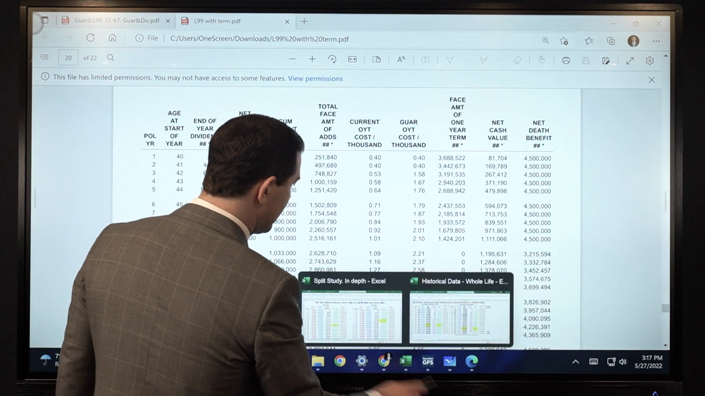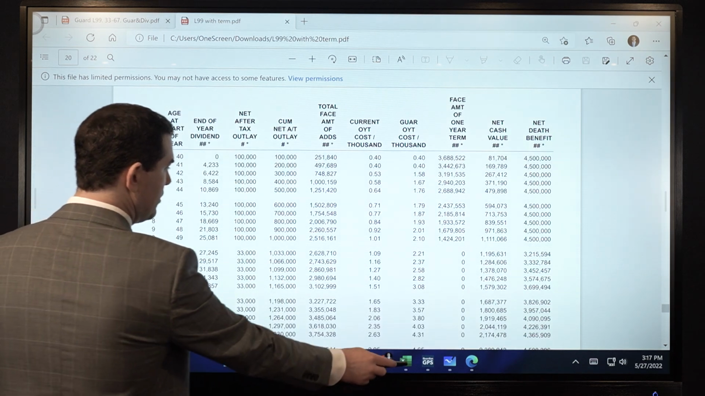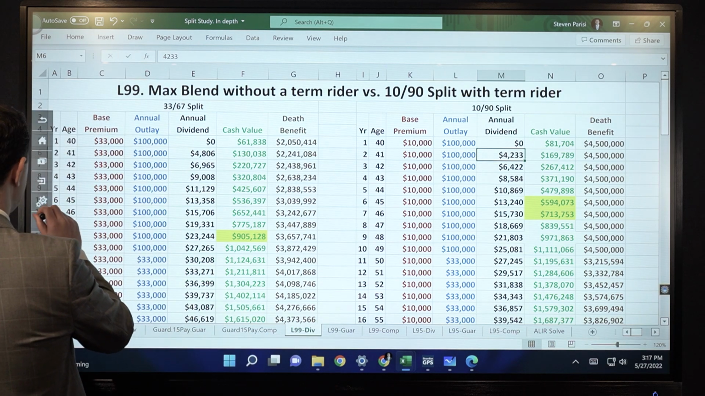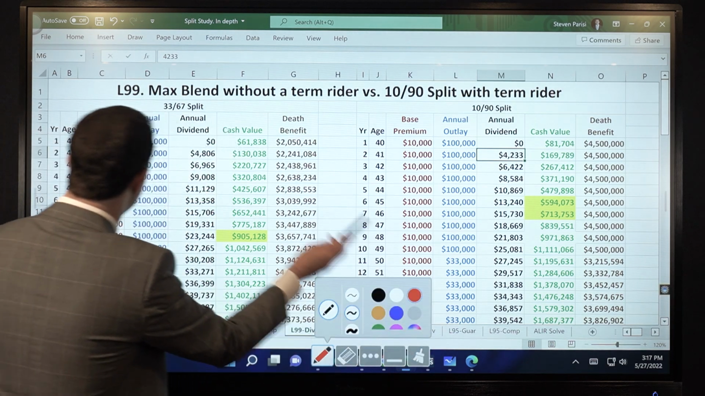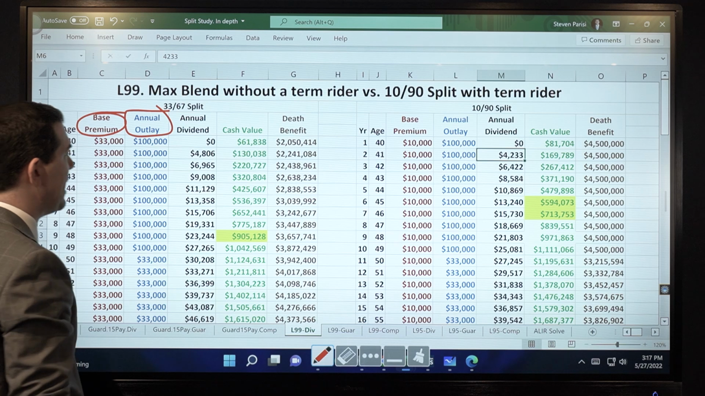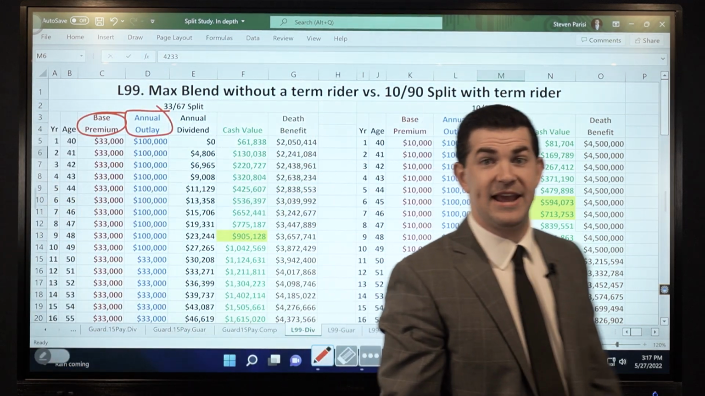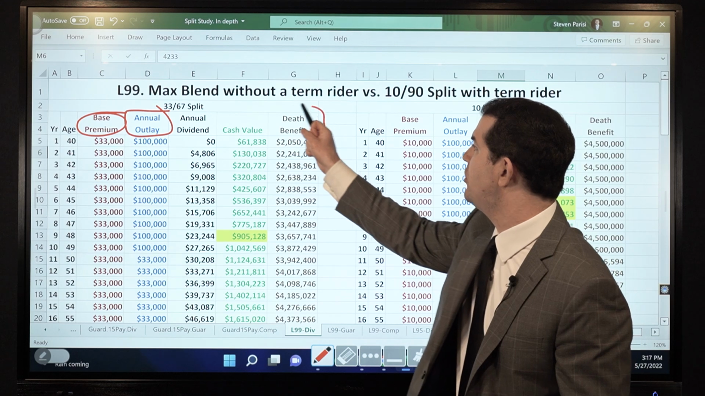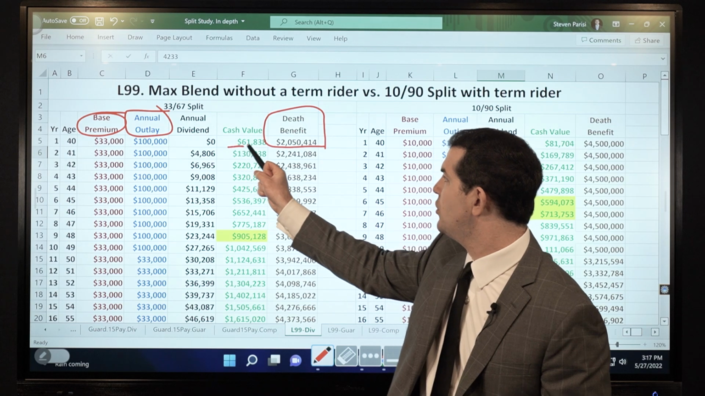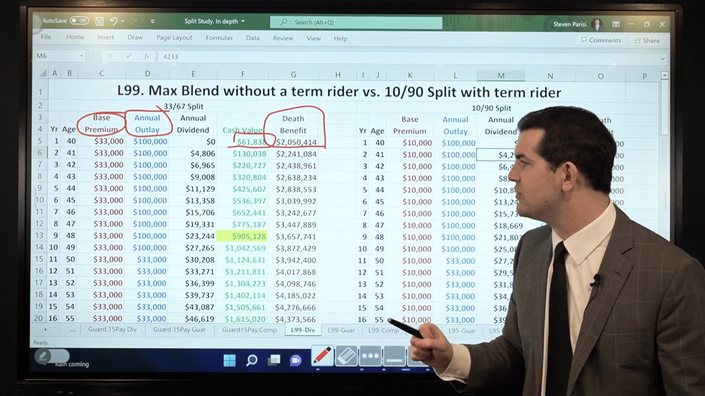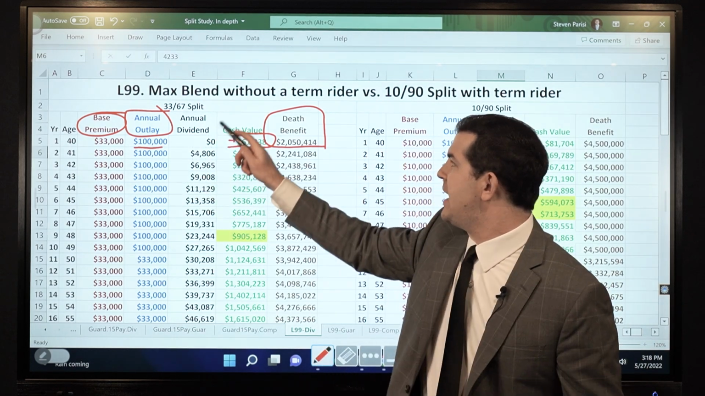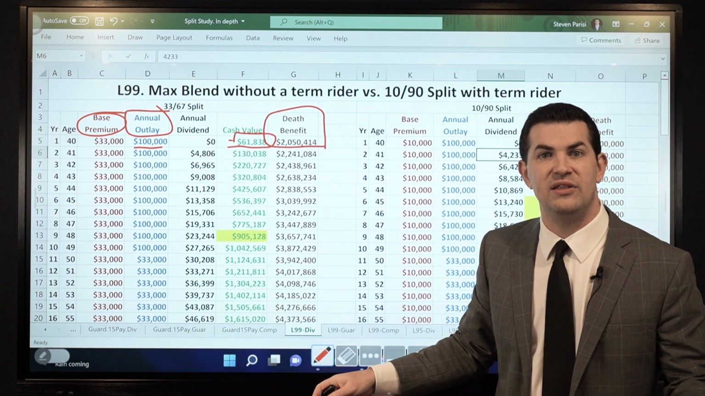All right, let's take a look here. Here we go. So what we've got on the left is the 3367. Base premium, $33,000. Annual outlay, $100,000. That death benefit will match exactly what we just saw on the illustration from the 3367 example. First year cash value, $61,000 and change. As we look at the first year, I paid in $100,000, $61,000, so it's just about a $40,000 loss, a little bit less.